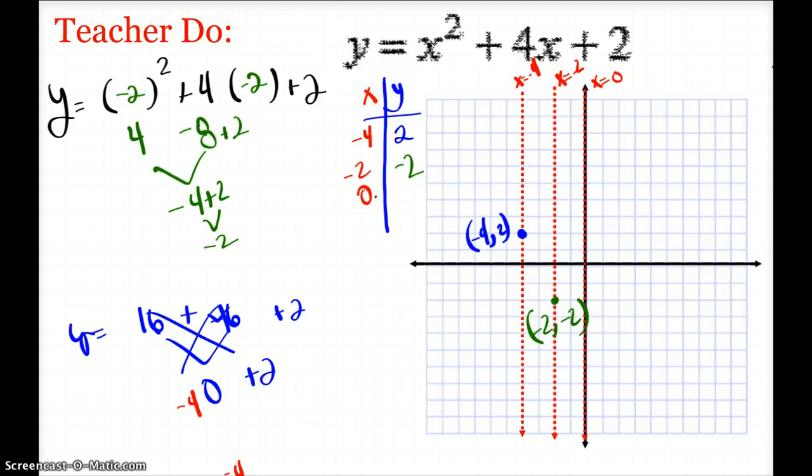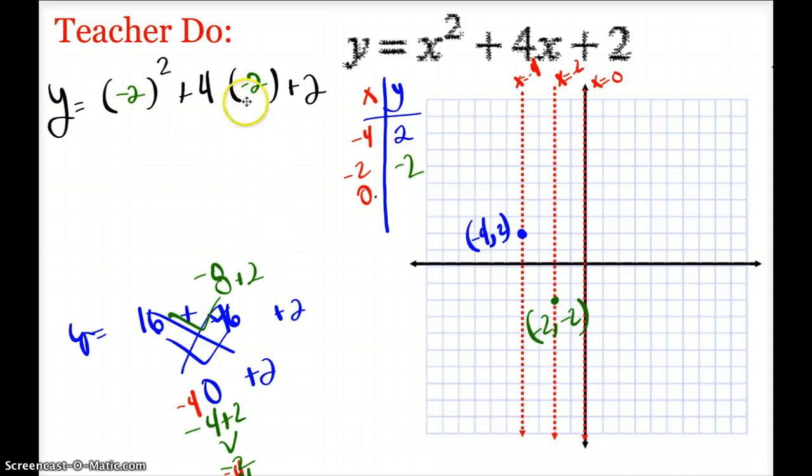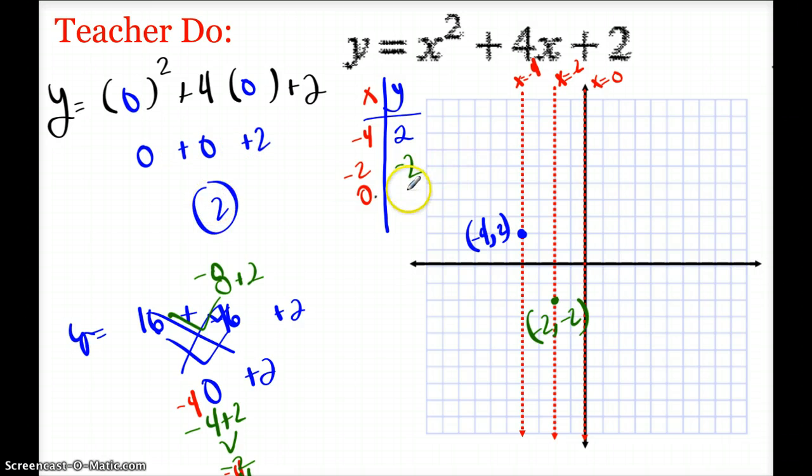And last but not least, we'll do this in red. Let's move all this stuff out of the way. Last one we'll do in blue, which is 0 and 0. 0 squared plus 0 plus 2, get 2. 0, comma 2. Now what you notice is these two have the same y value. They make a pair. So I'll trace and I'll connect. Goes that way.